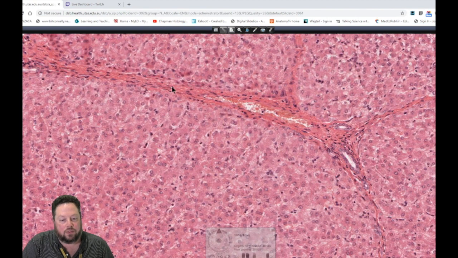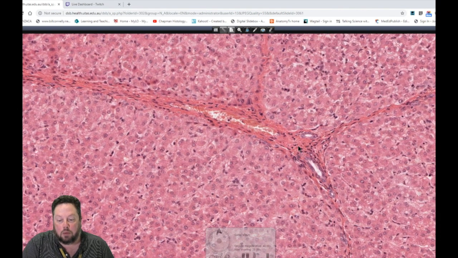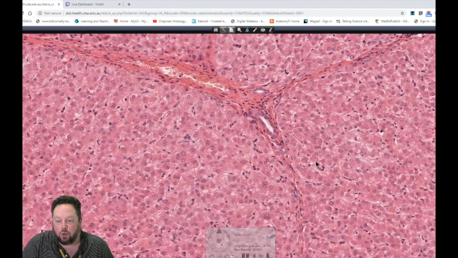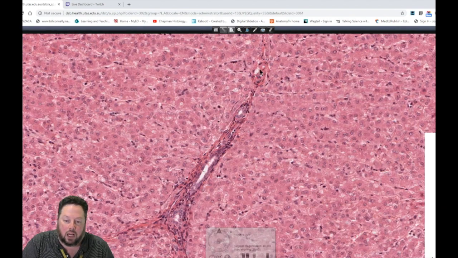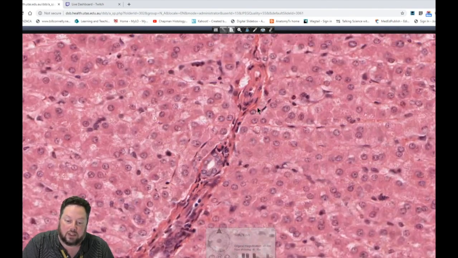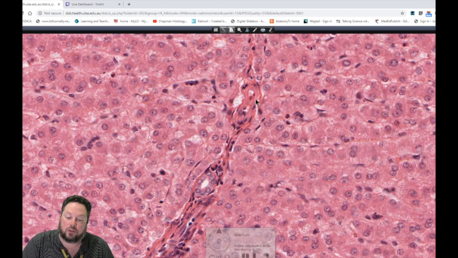So we can see this tissue out here. This is the stroma, so this is connective tissue. We can see a blood vessel here. This is probably going to be one of the branches of the hepatic portal vein. The hepatic artery is not always obvious in every section, but we're looking at something like this, where we can actually see smooth muscle within the wall.